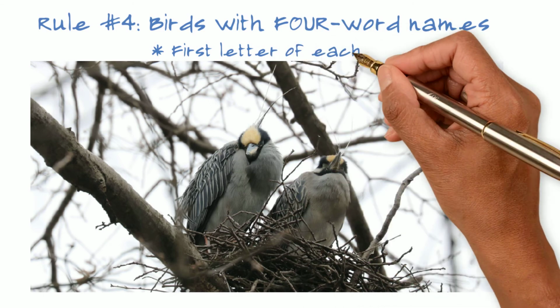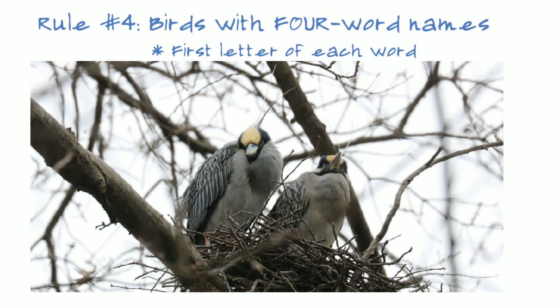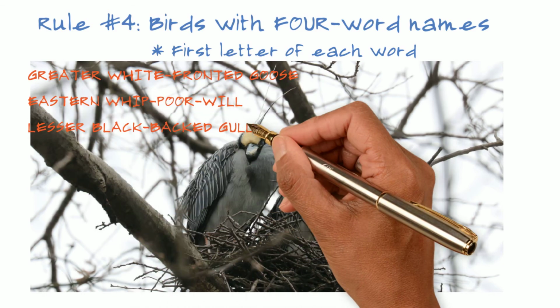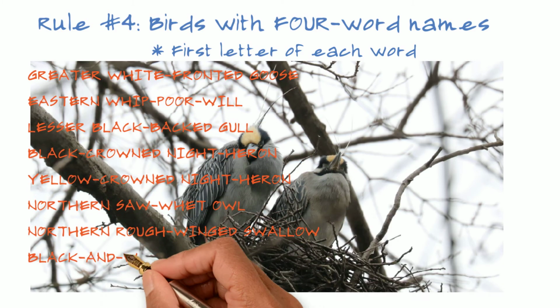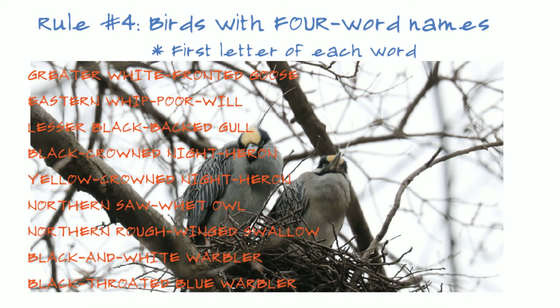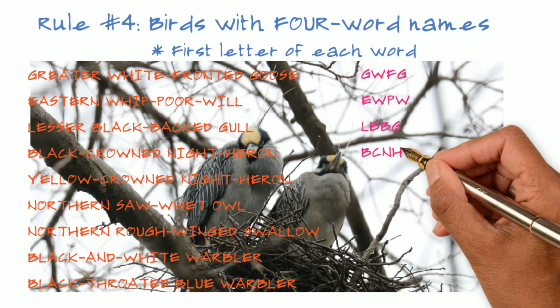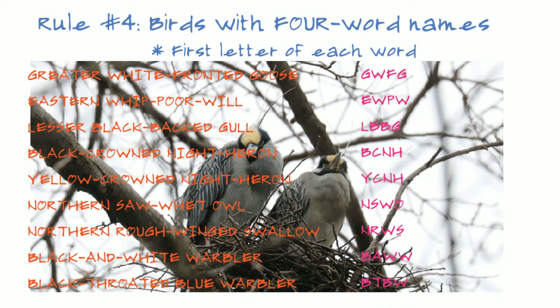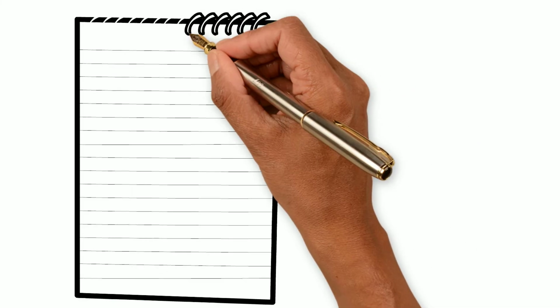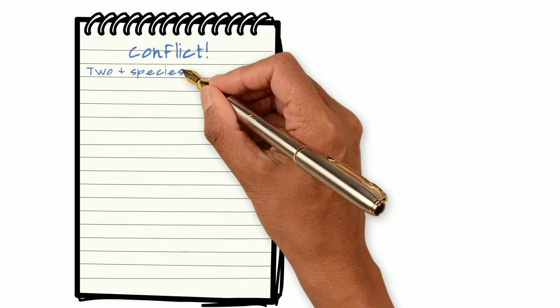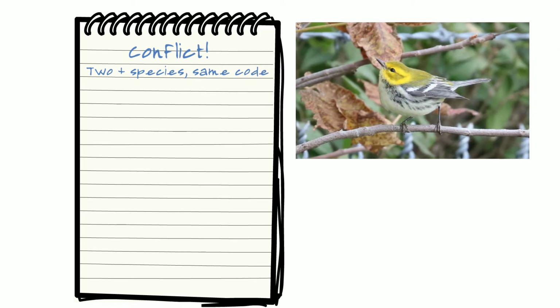The rule is to use the first letter of each word. What are the alpha codes here? Well done. Now I'm going to share one last twist, the beloved black-throated green warbler.